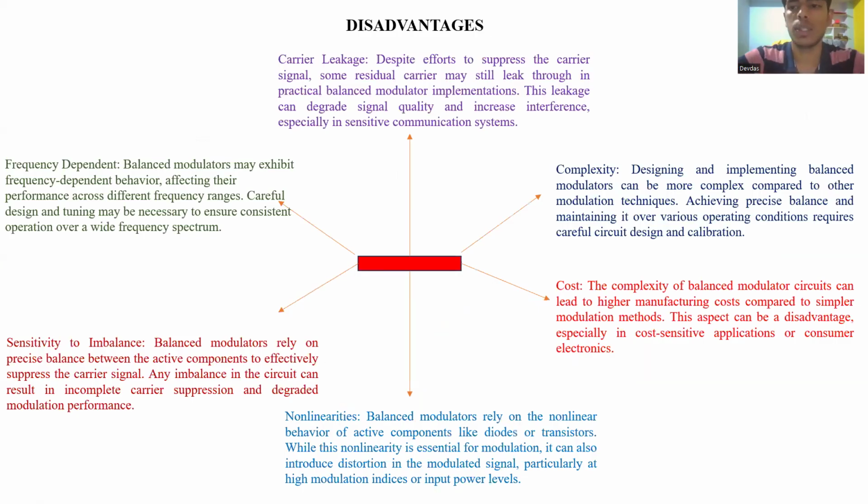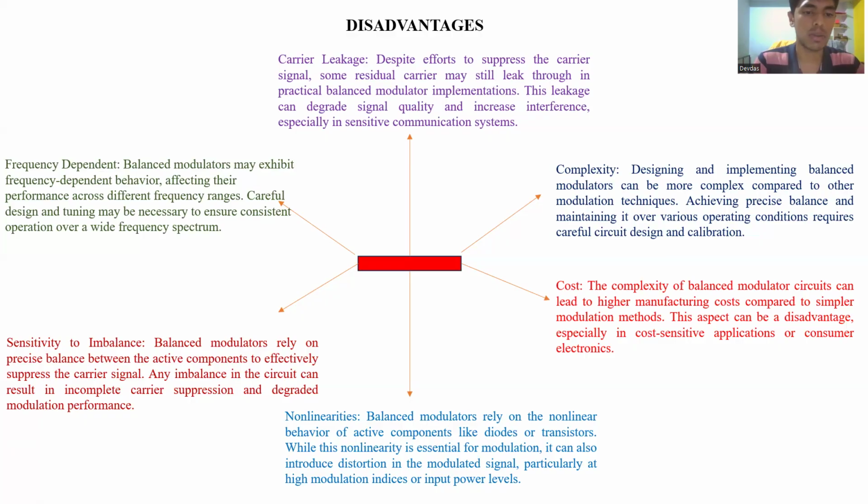Now let us look at the disadvantages. Carrier leakage. Despite efforts to suppress the carrier signal, some residual carrier may still leak through in practical balance modulator implementations. Complexity. Designing and implementing balance modulators can be more complex compared to other modulation techniques. Cost. The complexity of balance modulator circuits can lead to higher manufacturing costs compared to simple modulation methods. Non-linearities. Balance modulators rely on the nonlinear behavior of active components like diodes or transistors.